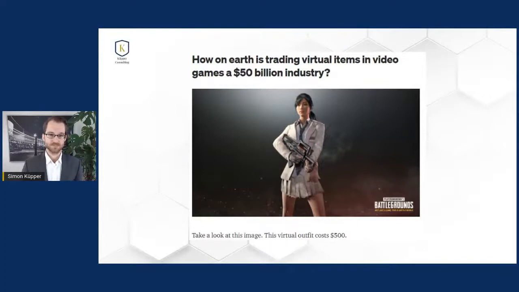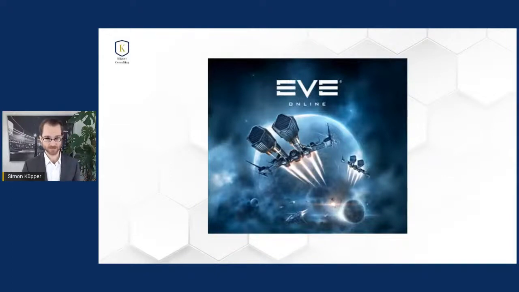When we look just at that industry, for example virtual items in virtual worlds, where an outfit costs $500 and the whole industry is apparently a 50 billion US dollar industry, then I think we get a feeling that digital currencies are already in use on a very big scale, but primarily in the gaming world. I think that's a very good example to transfer later on to what is happening now in the real world with central bank digital currencies. And there are really theses and papers written about these kinds of games.